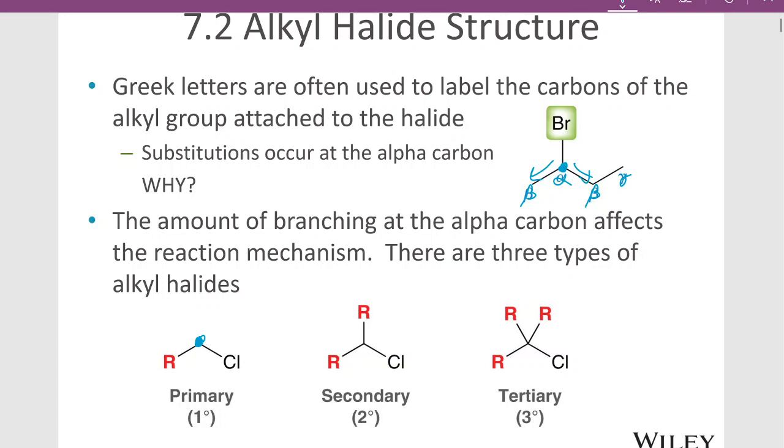Also, that carbon bearing the halogen can be considered as primary, secondary, or tertiary, according to how many R groups it has. So if it's a primary alkyl halide, it has 1 R group. If it's a secondary alkyl halide, it has 2 R groups on it. That means it has 2 carbons attached to the carbon bearing the halogen, to the alpha carbon, okay? And if it's tertiary, there are 3 carbons attached to the alpha carbon, okay? And there's also the possibility of having a methyl. This is just called a methyl alkyl halide, right? Methyl halide. Okay, so we have primary, secondary, and tertiary.